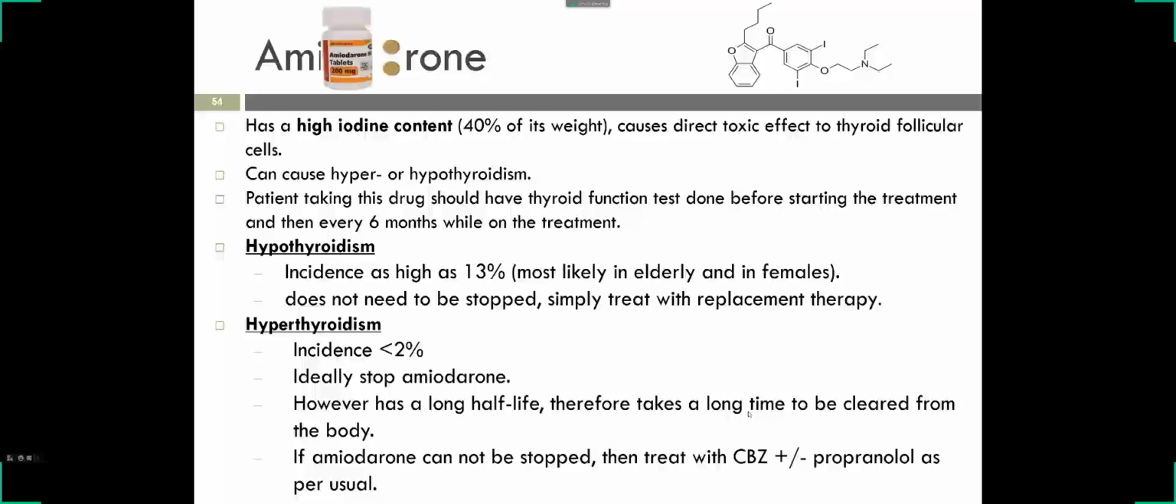In very rare cases, you get hyperthyroidism, and in this case, you would have the patient stop the antiarrhythmic compound, and it would take time to clear because of the long half-life. If by some chance the patient has severe arrhythmia and they cannot be stopped on amiodarone, then treatment with CBZ, carbimazole, if I recall, plus or minus propranolol, which is again a beta blocker. These are adrenergic drugs as per usual.